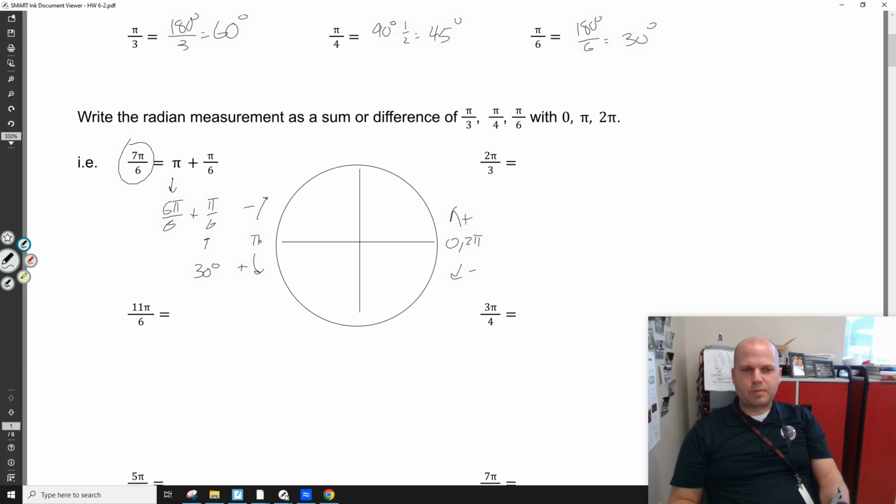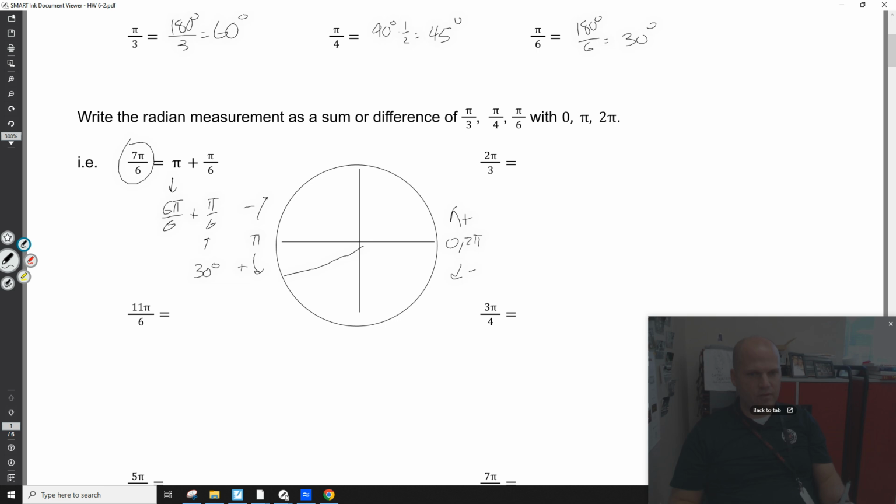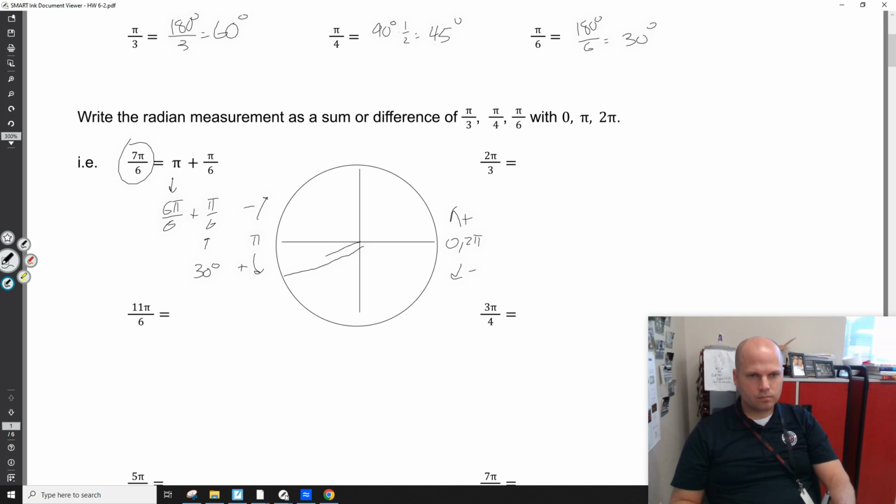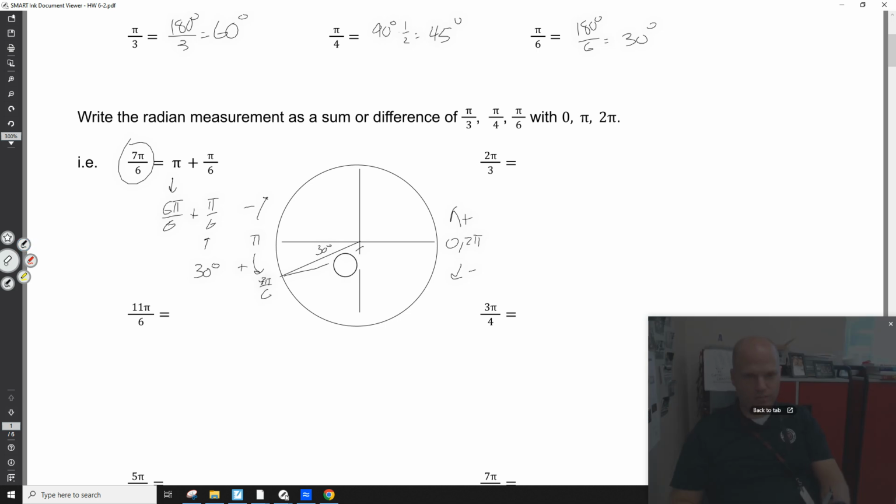So 6 pi over 6 plus pi over 6 puts you right here. This would be the location of 7 pi over 6. There's 7 pi over 6. It is a 30-degree reference, and the arc length from 0 around this unit circle would be 7 pi over 6 radians.